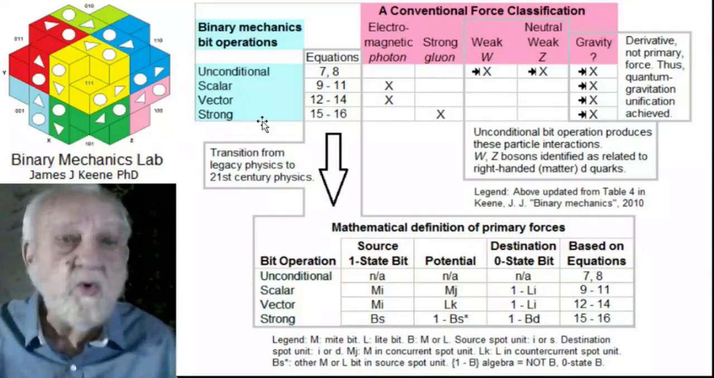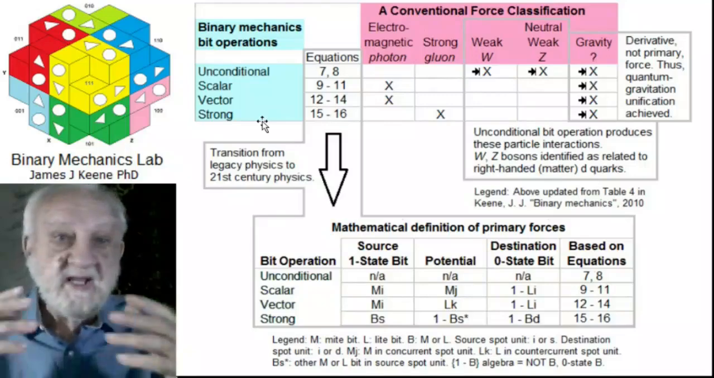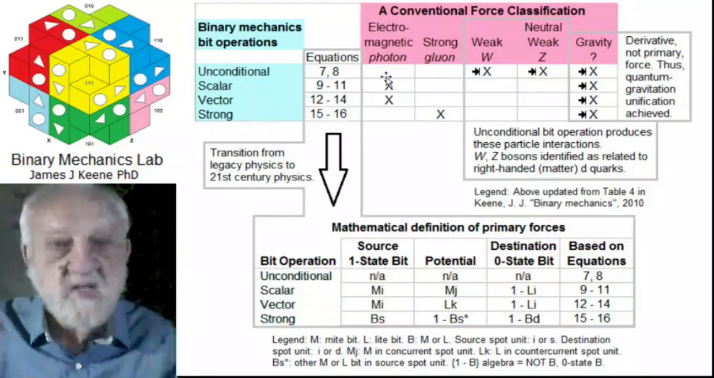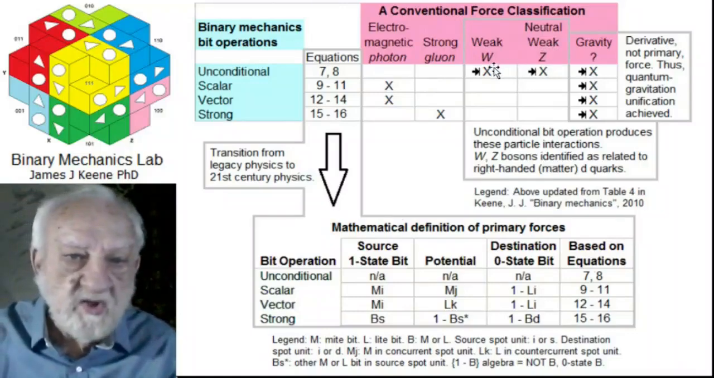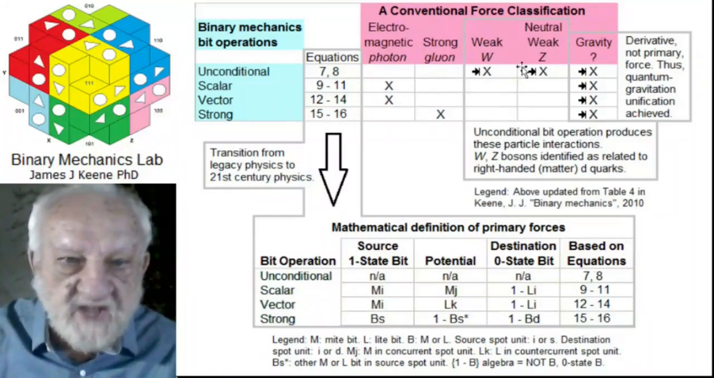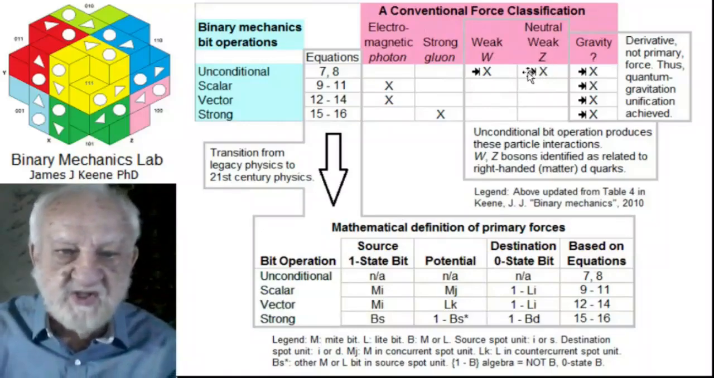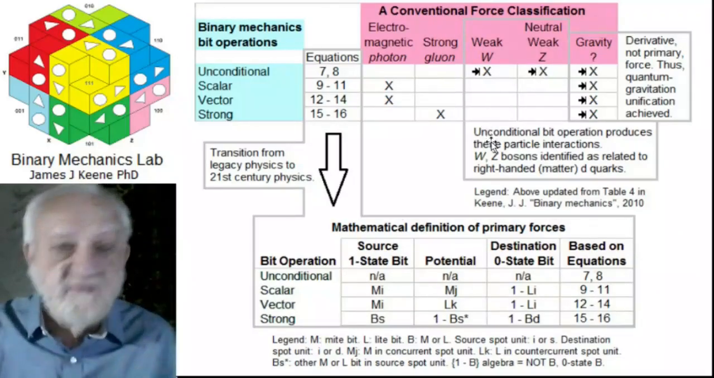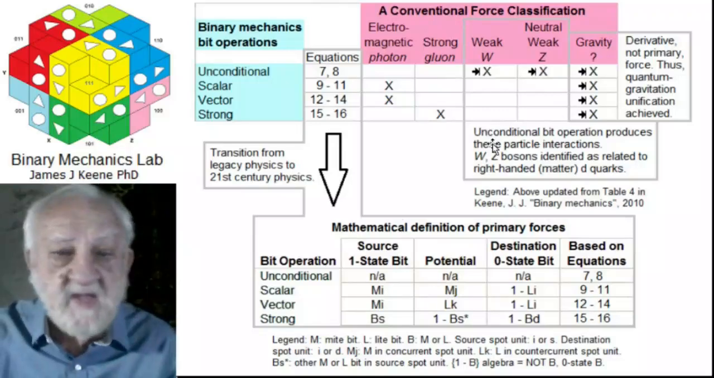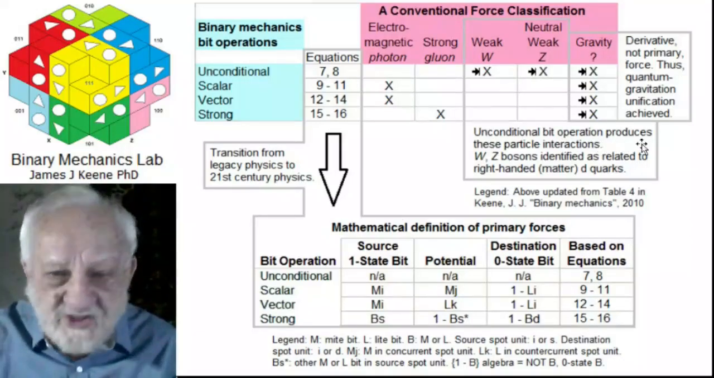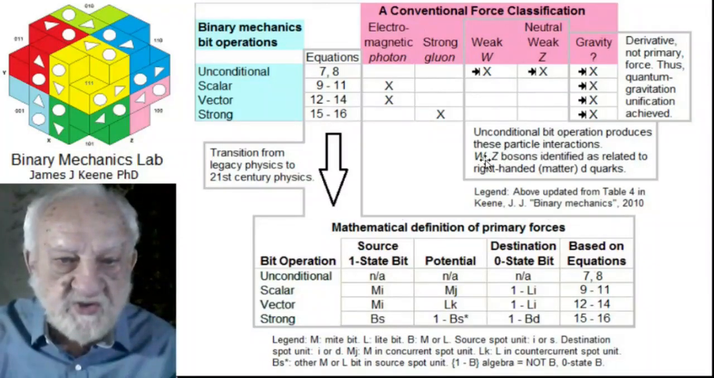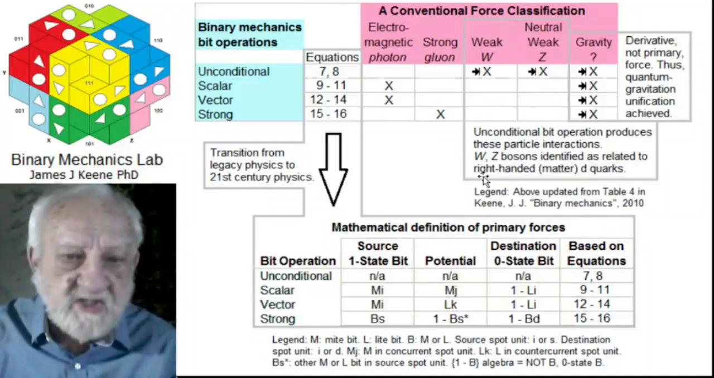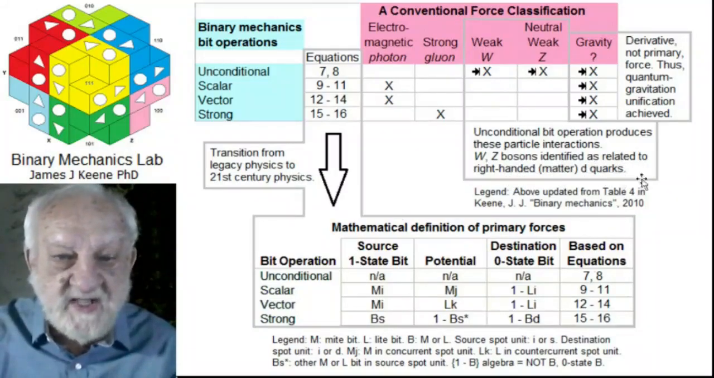But these are just words. The important thing is what the equations say. Now, the so-called weak force and neutral weak force involve the so-called plus or minus W bosons and the Z boson, crazy stuff like that, which we've shown here at Binary Mechanics Lab that the unconditional bit operation alone produces these particle interactions. So the W and Z bosons are identified as related to the right-handed matter d quarks.